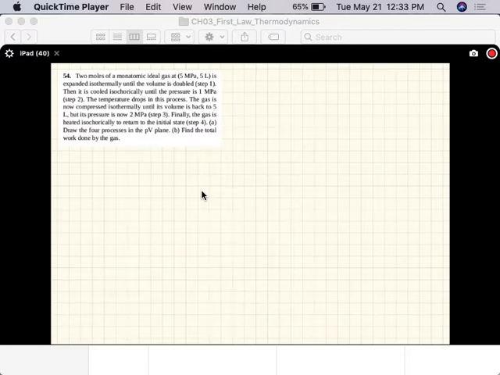So this problem says 2 moles of a monoatomic ideal gas at 5 megapascals and 5 liters is expanded isothermally until the volume is doubled.